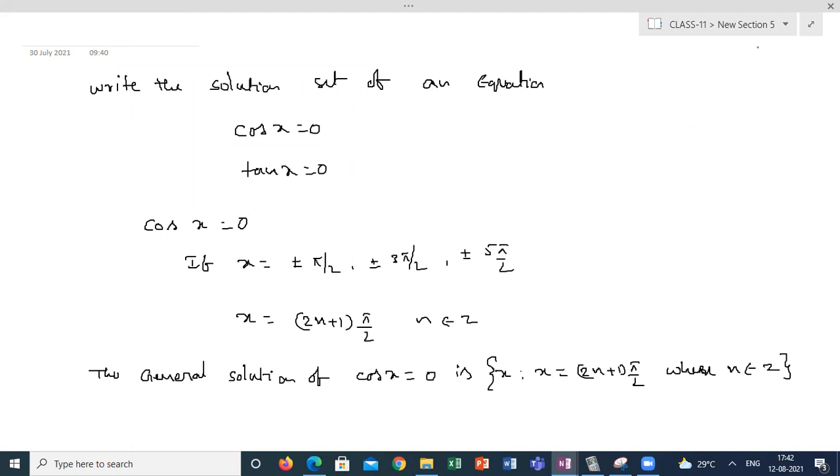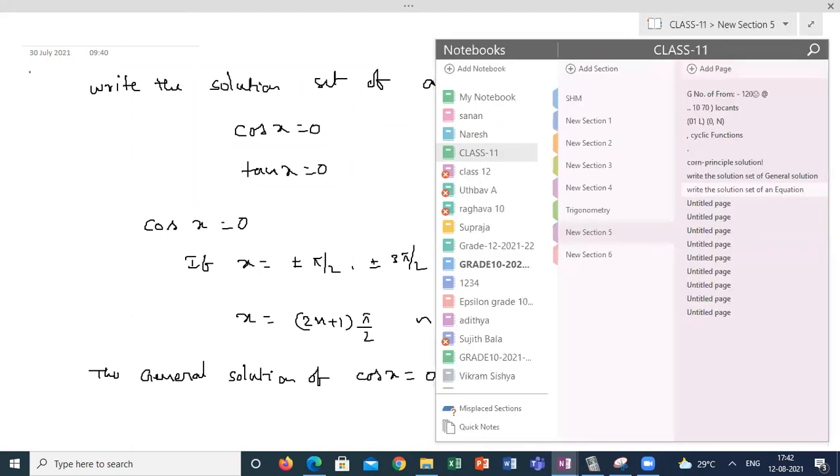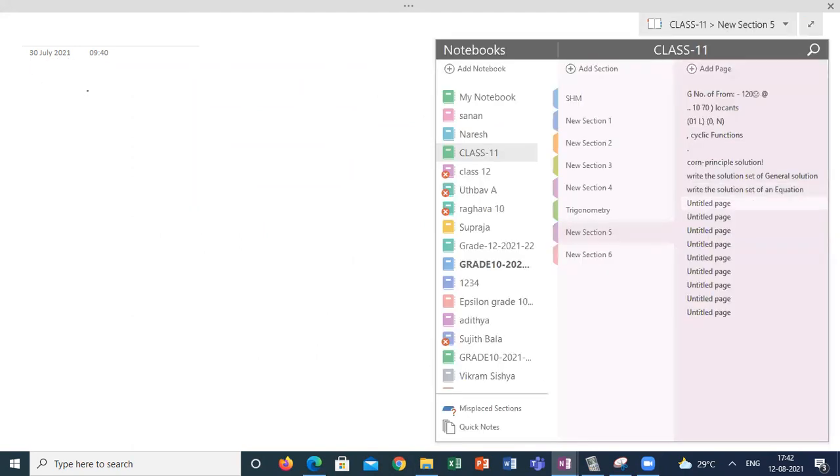Same as for tan x is equal to 0. Anyone can explain the general solution of tan x is equal to 0? The principal value is very simple. The principal value is 0 radians. For cos x is equal to 0, the principal value is minus pi by 2 or plus pi by 2. Both values can repeat, that's the reason we take any one value, pi by 2.